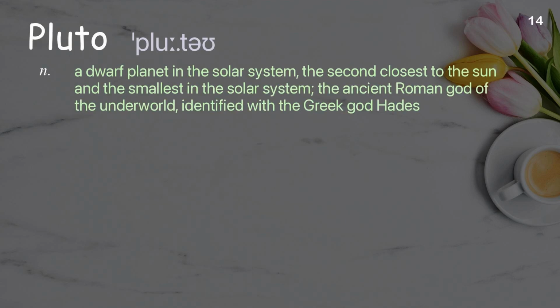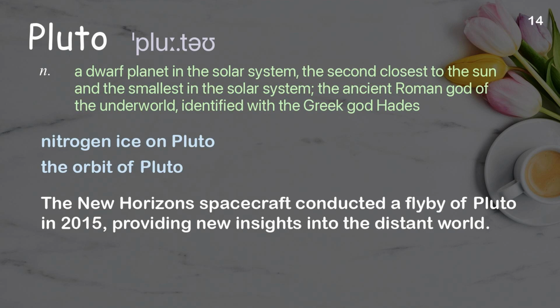Pluto. A dwarf planet in the Solar System, the second closest to the Sun and the smallest in the Solar System, the ancient Roman god of the underworld, identified with the Greek god Hades. Examples: Nitrogen ice on Pluto, the orbit of Pluto. The New Horizons spacecraft conducted a flyby of Pluto in 2015, providing new insights into the distant world.